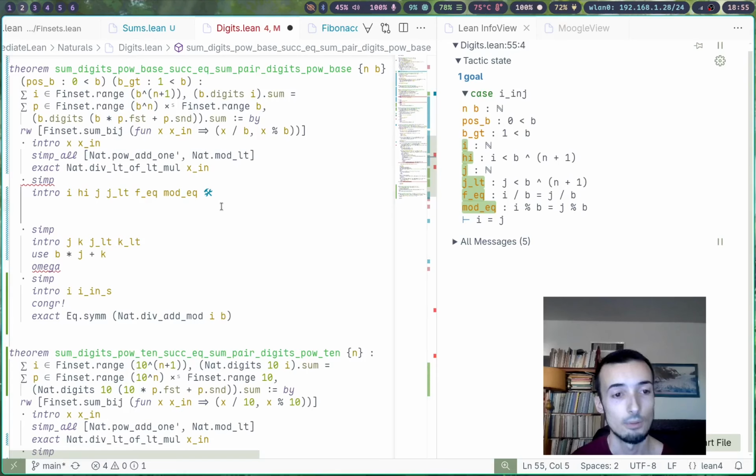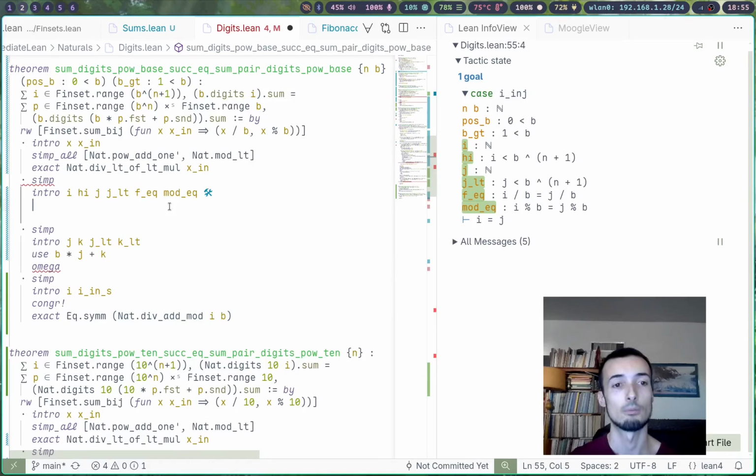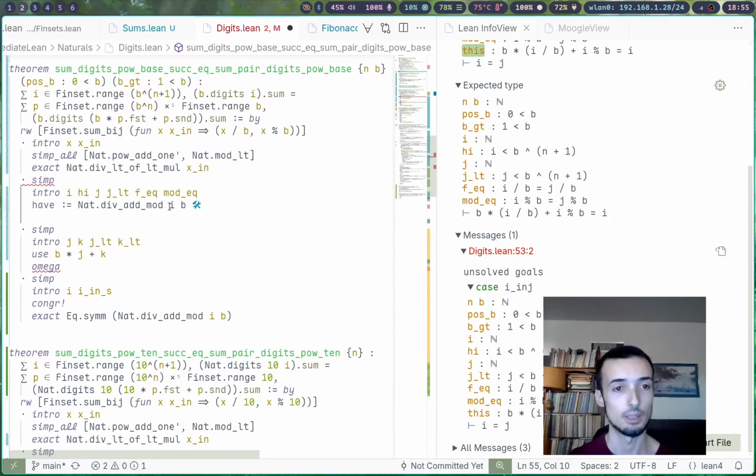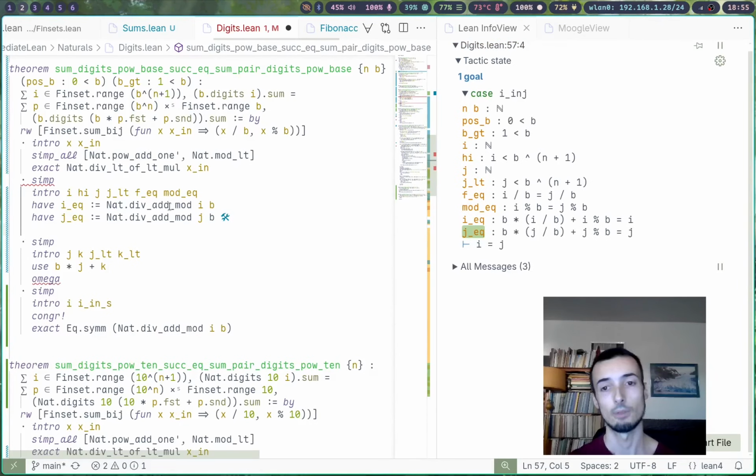Well, I think what we have to do is use the same lemma that we did in the last part. So we'll say we have this, and we'll call this i_eq, and then we'll have one for j. So we'll call this j_eq. Now we're going to have two equations for i and j that use expressions we have in our hypotheses. And now this is a really good candidate for trying omega, because maybe omega could figure this out. Unfortunately, it can't. So instead, we'll just rewrite everything, right? So we'll rewrite i_eq and j_eq.